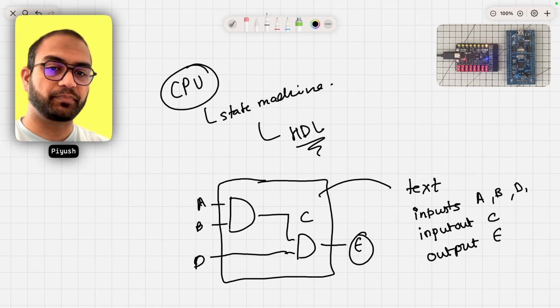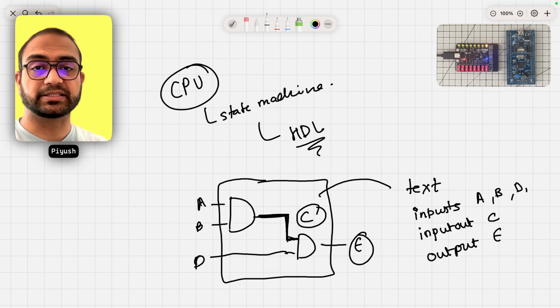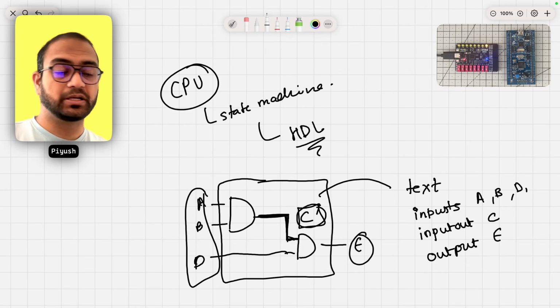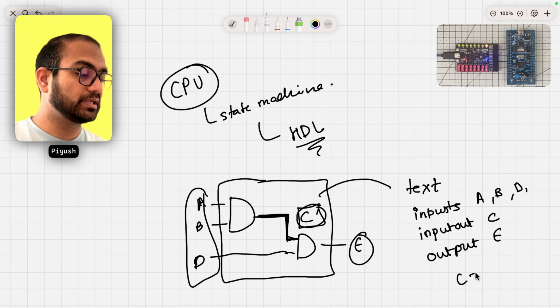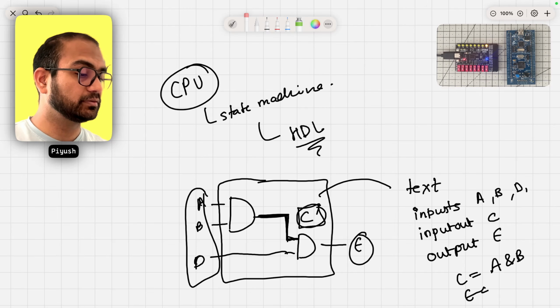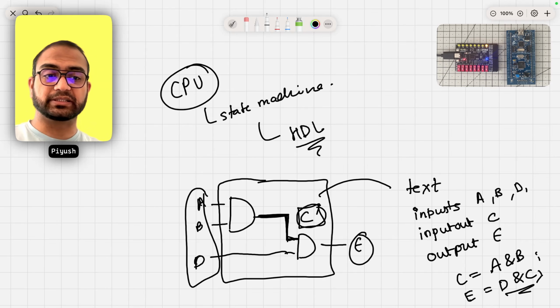This is an output as seen from here, but it is also an input as seen here. So C is input and output, and these are just inputs. And then we also say, hey, C equals A and B. Let me find my eraser. Okay, so E then becomes D ANDed with C, something like this, right? So we are essentially describing the circuit as text.